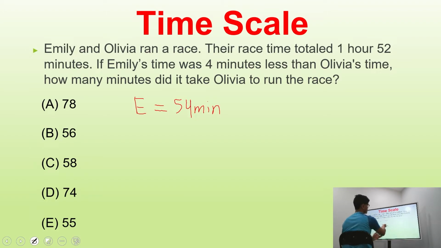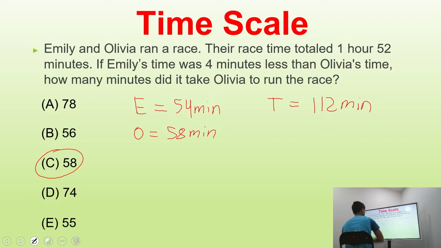Since her time is 54 minutes, and we know that the total time was 112 minutes. So Emily's time was 54 minutes, the total time was 112 minutes. Since Olivia's time was 4 minutes more than Emily's, we can just do 54 plus 4, which gives us Olivia's time equal to 58 minutes. And if we do 54 plus 58, we get 112 minutes. So Emily took 54 minutes and Olivia took 58 minutes, which means that our answer is C.